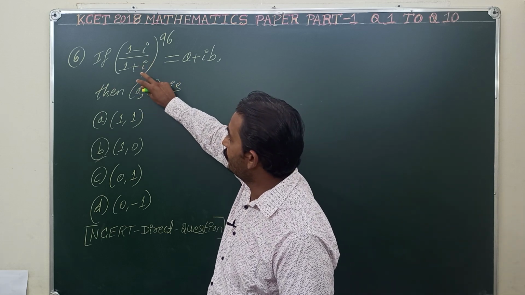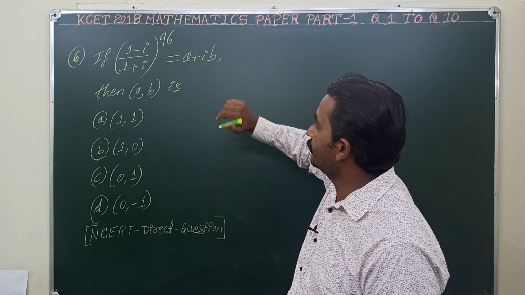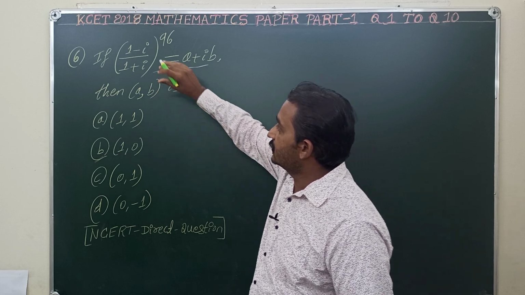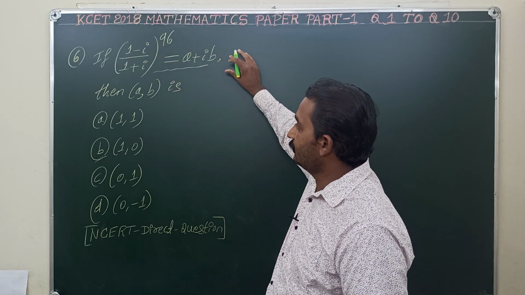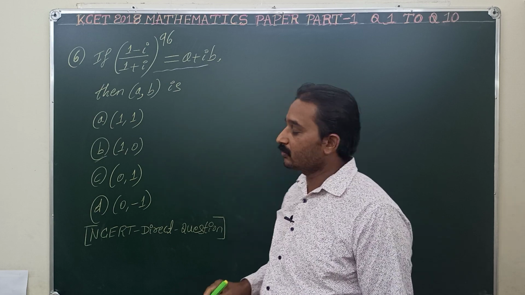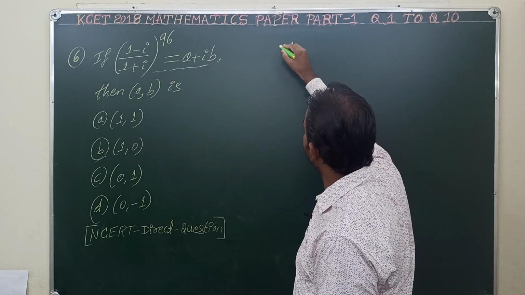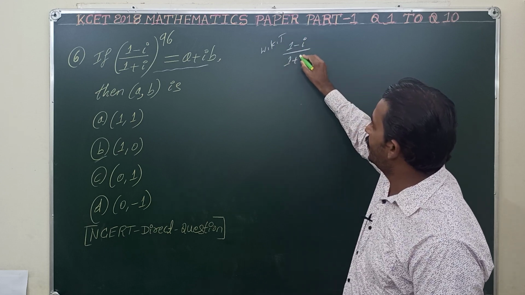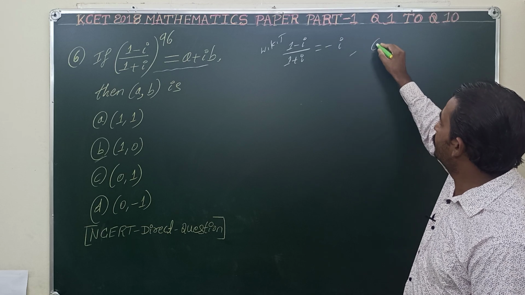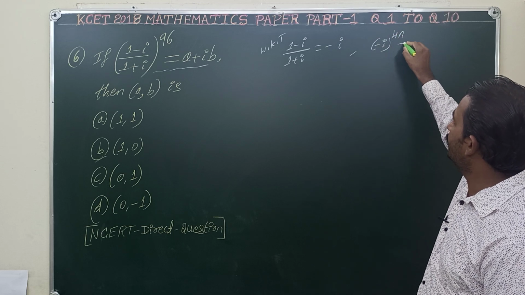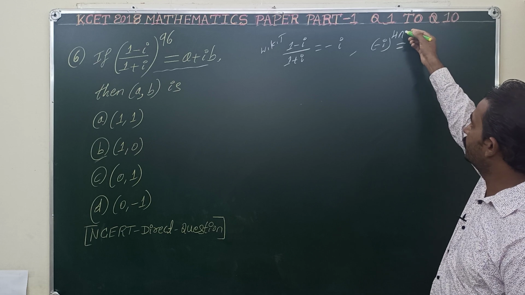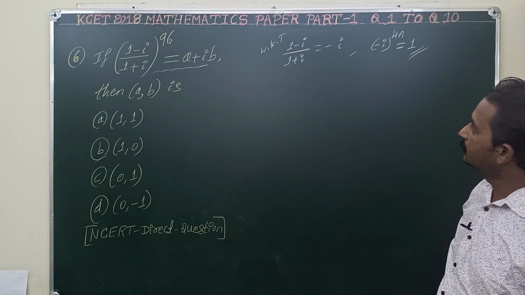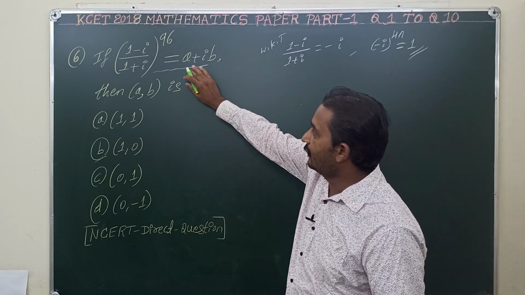If ((1 minus i) divided by (1 plus i)) to the power of 96 equals a plus ib, we have to find a comma b. That means we convert this into a plus ib form and then find the values of a and b. We know two values in this case: (1 minus i) divided by (1 plus i) is always equal to minus i, and (minus i) to the power of 4n, where n belongs to the integers, is always 1. So using these two values, identify the values of a and b.